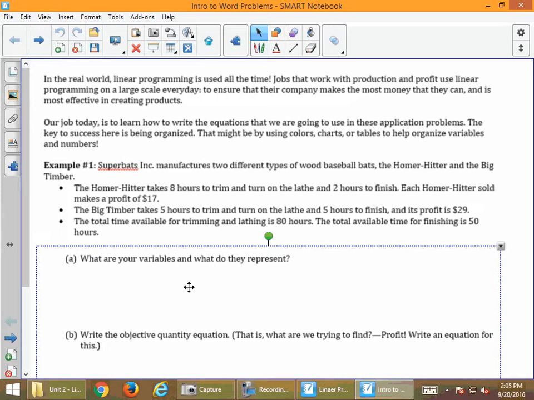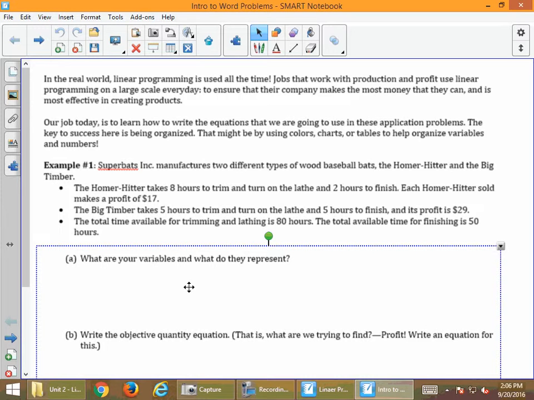So in the real world, linear programming is used all the time. Okay? Jobs that work with production and profit use linear programming on a large scale every day. My fiance works in the fraud department at Huntington, and they use linear programming all the time. He's used it in previous jobs before as well. We're not lying. People use this stuff.